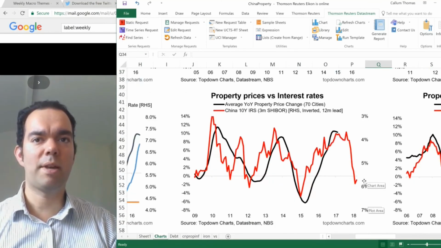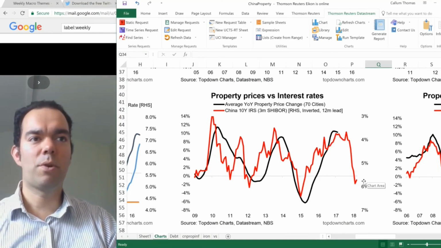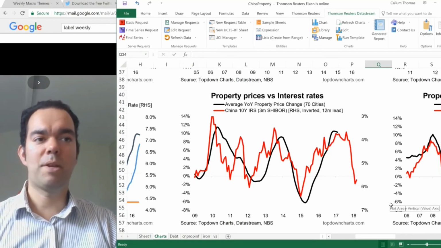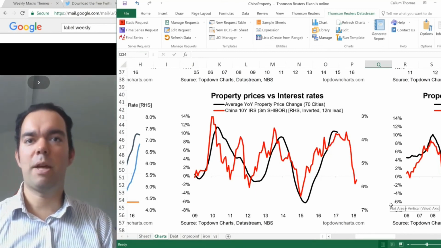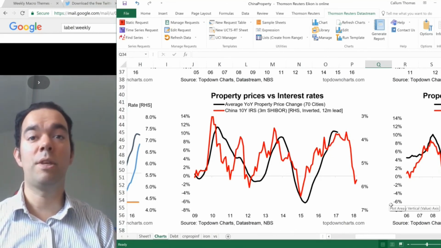It's probably more of a later in the year or a next year story, but this is probably one of the key risk charts to have on your radar at the moment. It's one that we've come back to a couple of times, and we'll be watching and discussing a lot in the weekly macro themes.